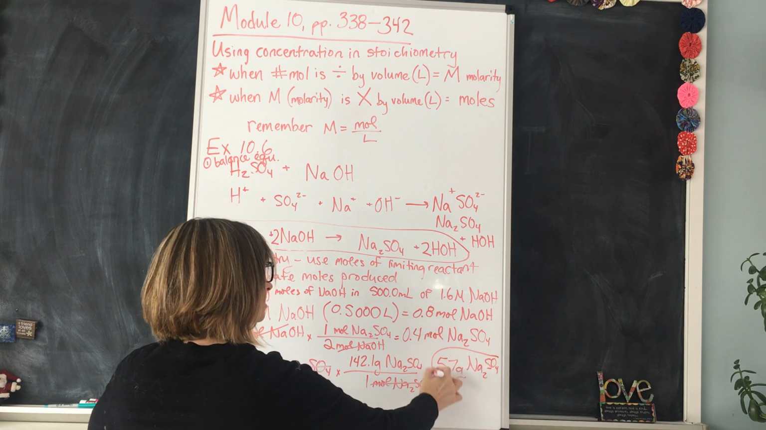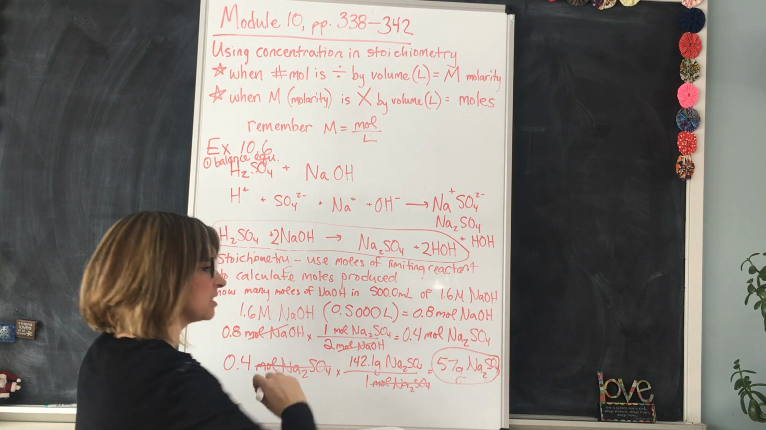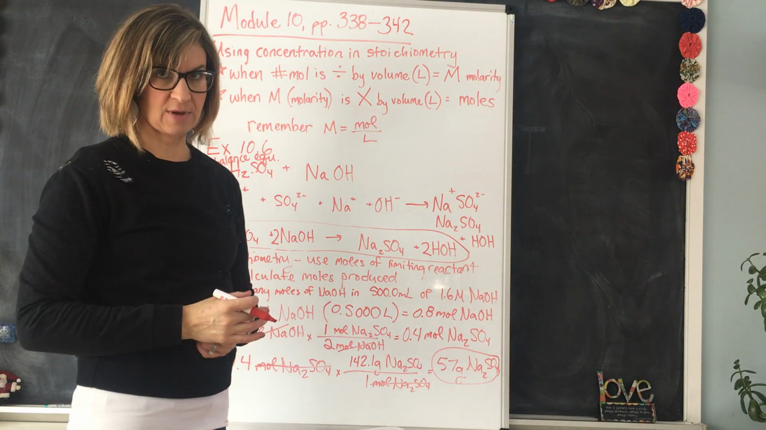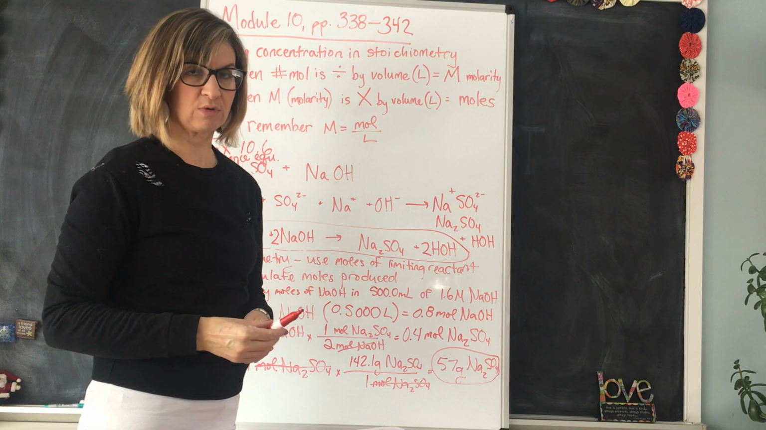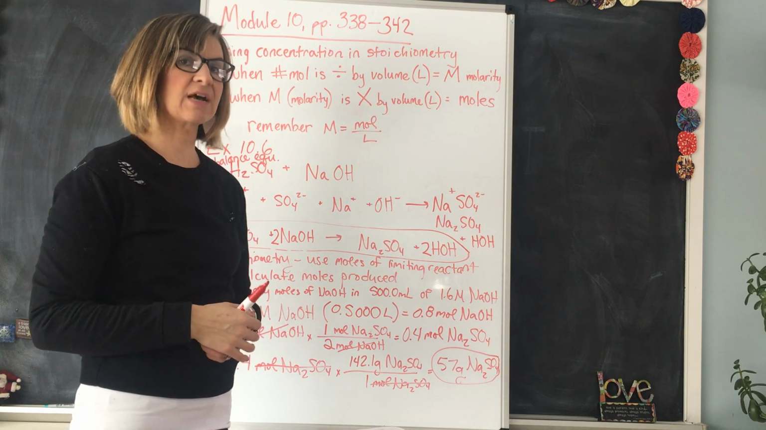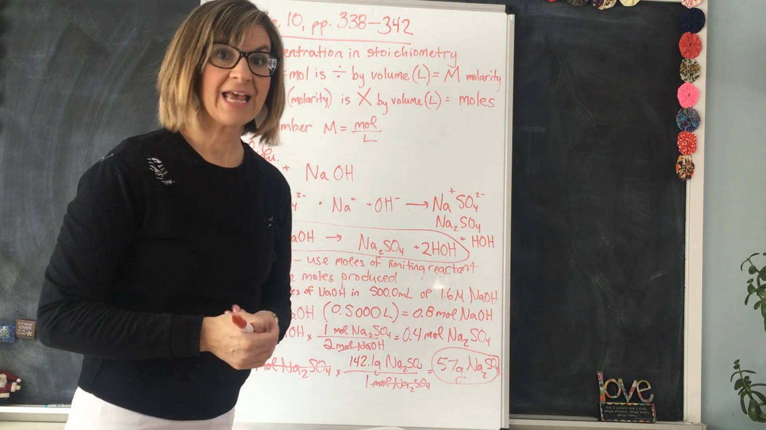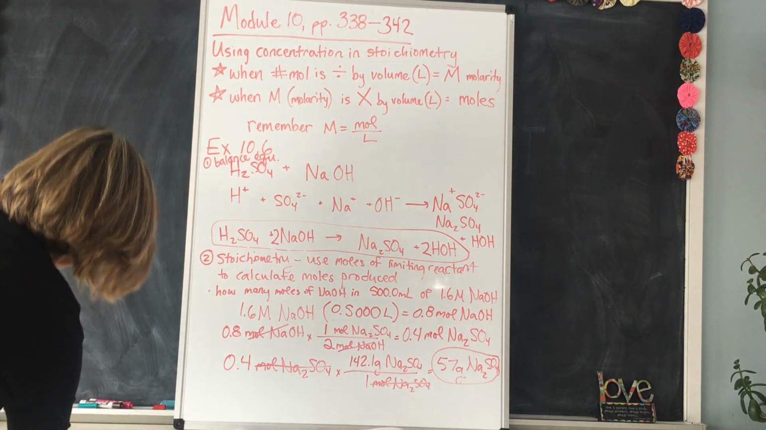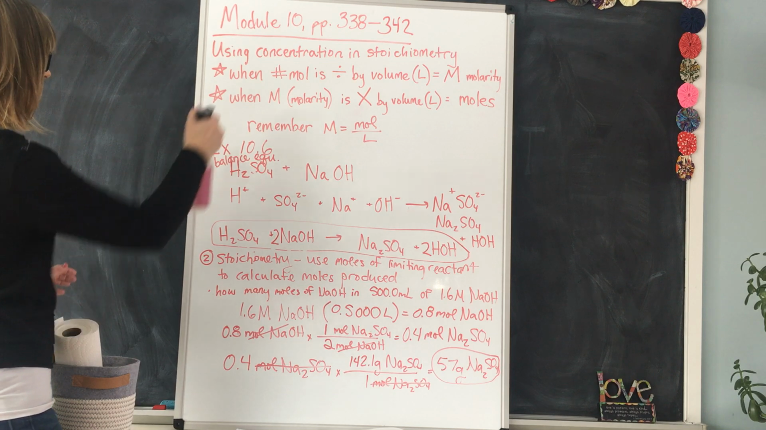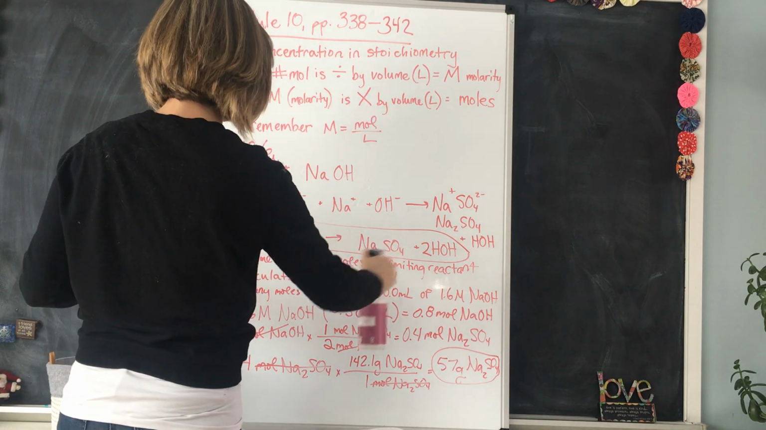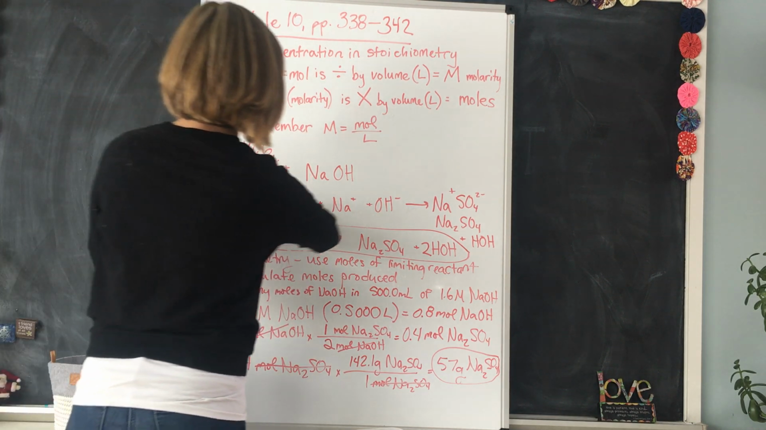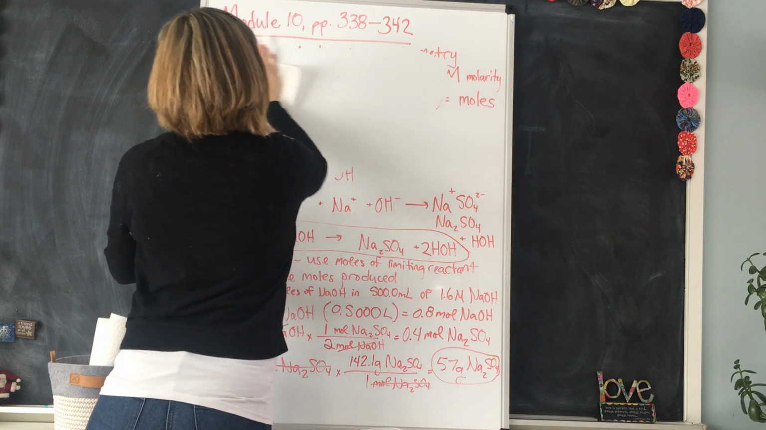Wow, that was a lot of steps. But that is how you use concentration to know how many moles of the substance you have and then be able to predict how many moles will be produced in the reaction. That's how you use concentration in stoichiometry. All right, let's erase this, and I have one more thing to cover today, titrations, so that you are able to do your titration in experiment 10.2.